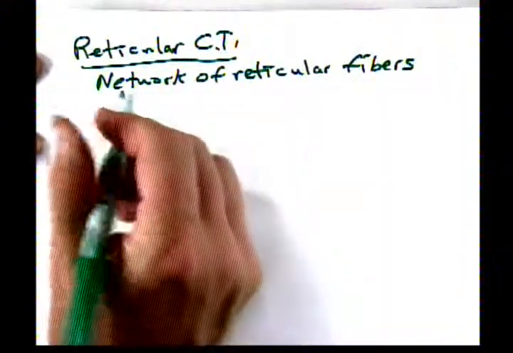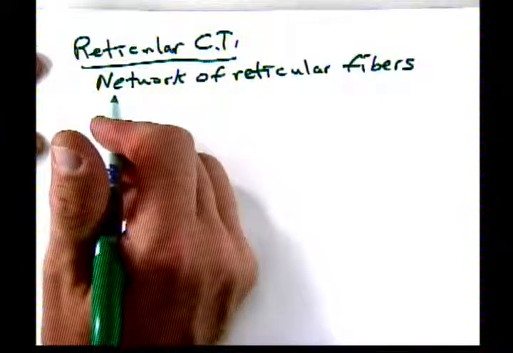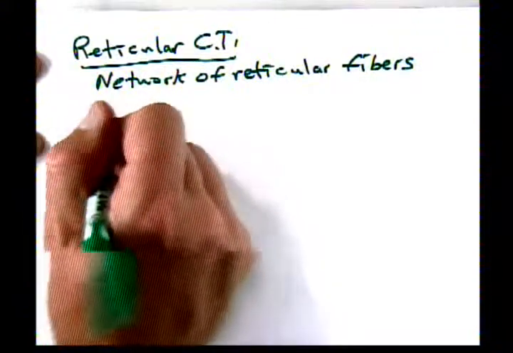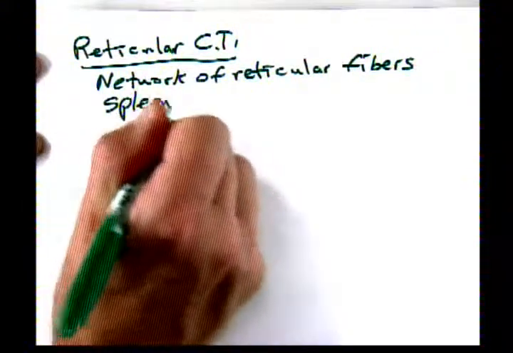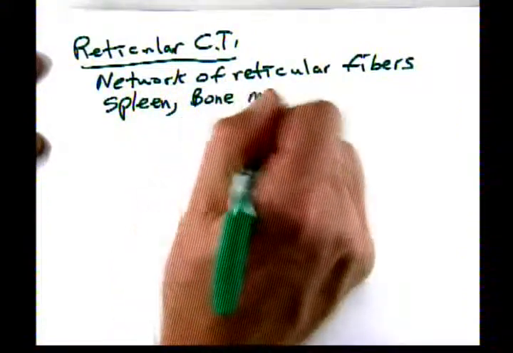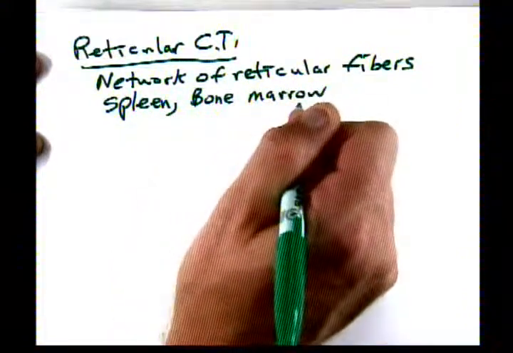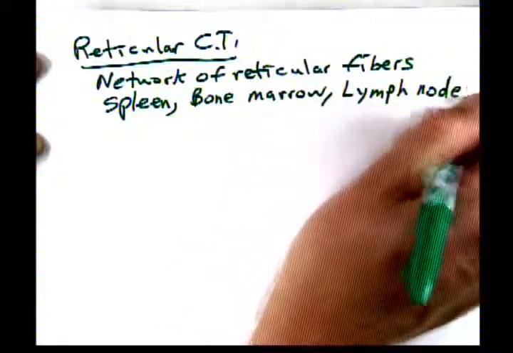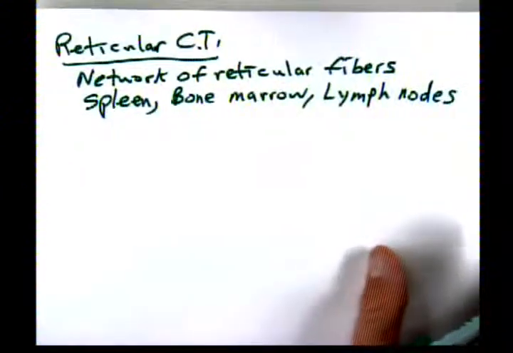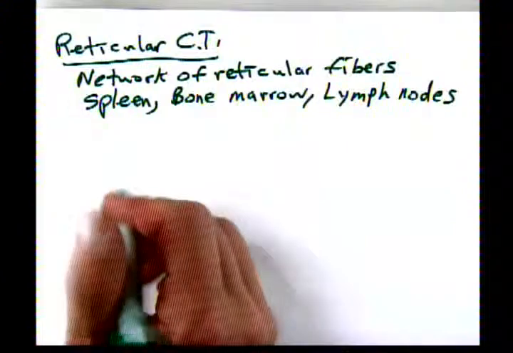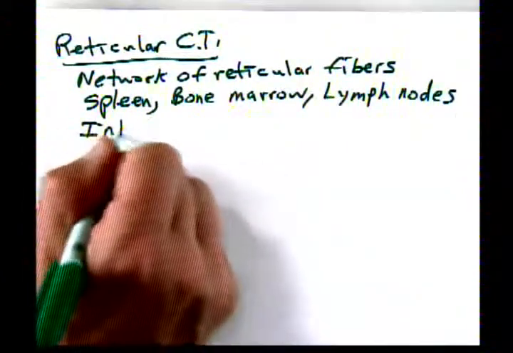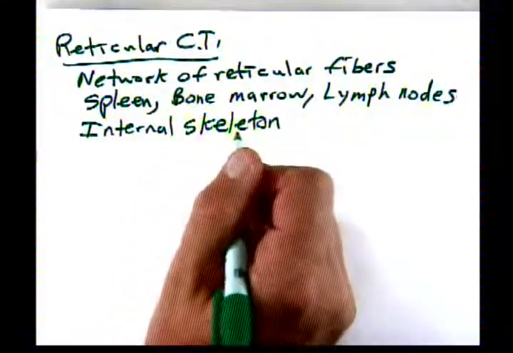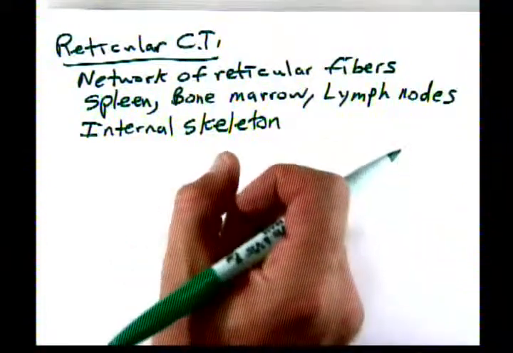And for the most part, this is what you find in a couple of different areas. One is you'll find this in your spleen and in your bone marrow. You'll find this in lymph nodes. And the purpose of this tissue is to form an internal skeleton, kind of an internal soft skeleton. Now, when I say skeleton, most of us think again of bone tissue. This is soft, and it just supports the cells within the tissue. Okay.